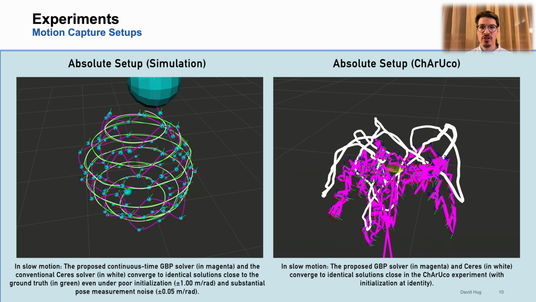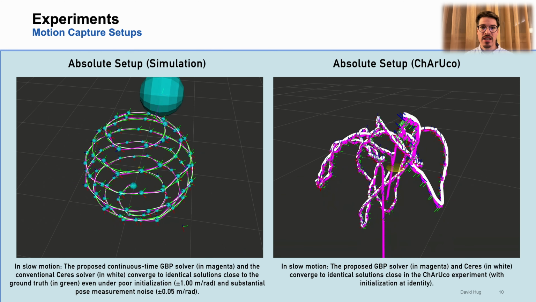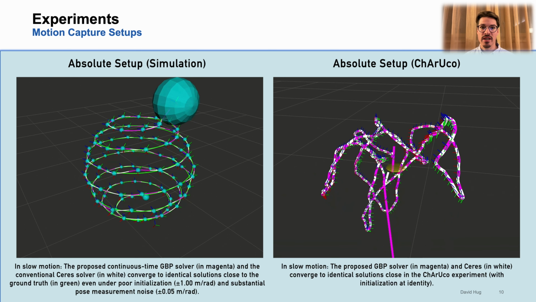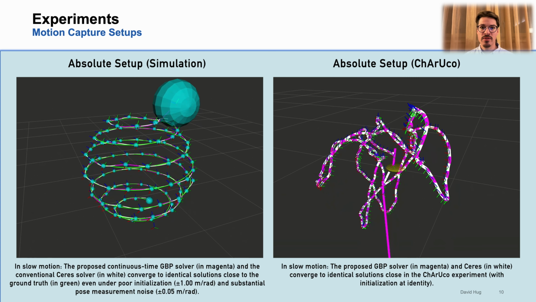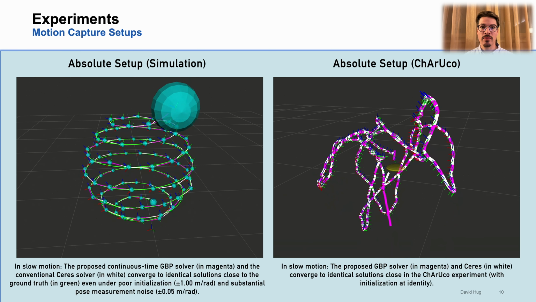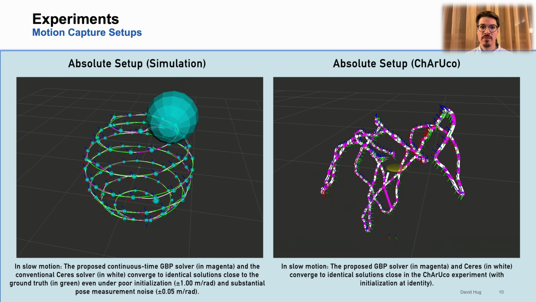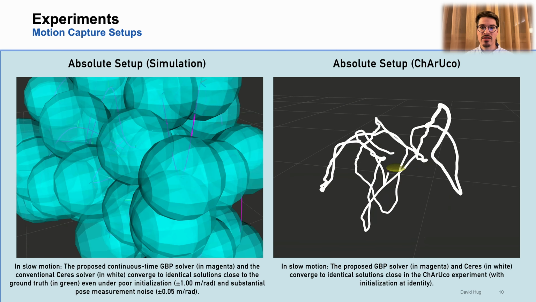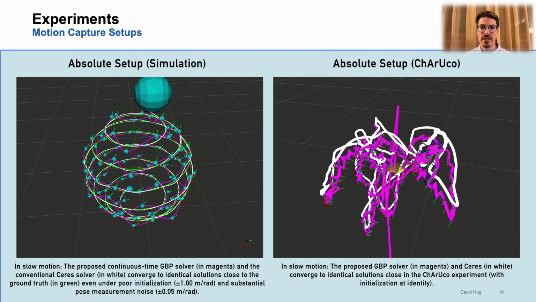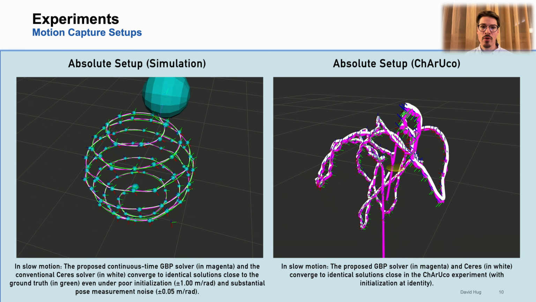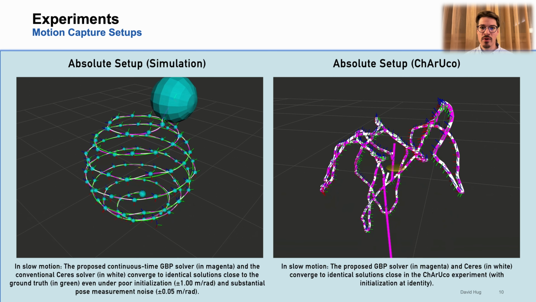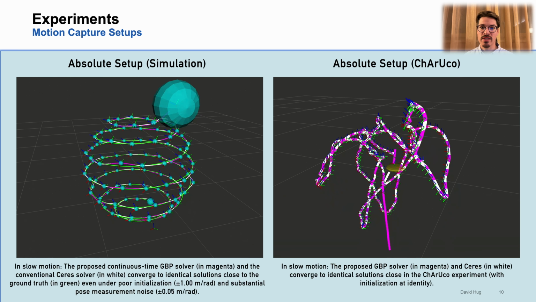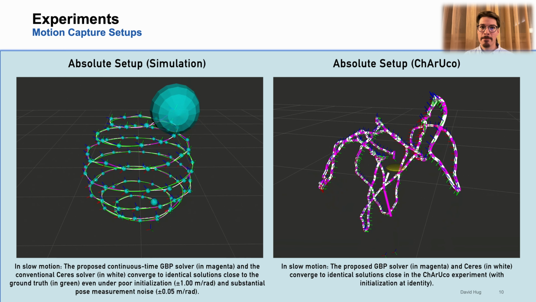Combining the advantages of Gaussian belief propagation and continuous time SLAM, we evaluate the proposed algorithm in absolute pose and visual localization setups. The resulting sequential estimates across iterations of the proposed algorithm are visualized in these videos in magenta. Here, we also illustrate the estimates produced by Ceres alongside ground truth, which are colored in white and green respectively. Both the simulated and the real-world setup, which extracts the relative pose with respect to a Charuco board, reliably converge to the same solution as Ceres.